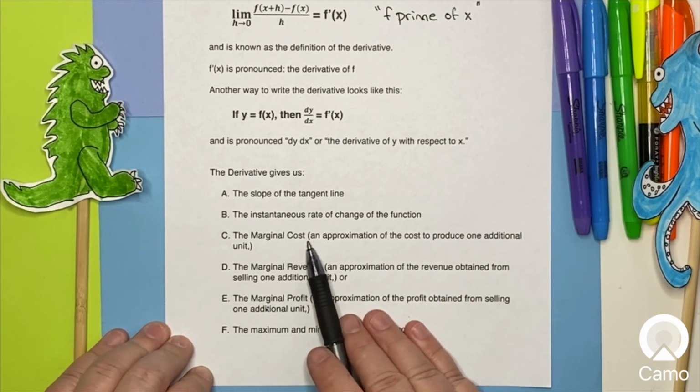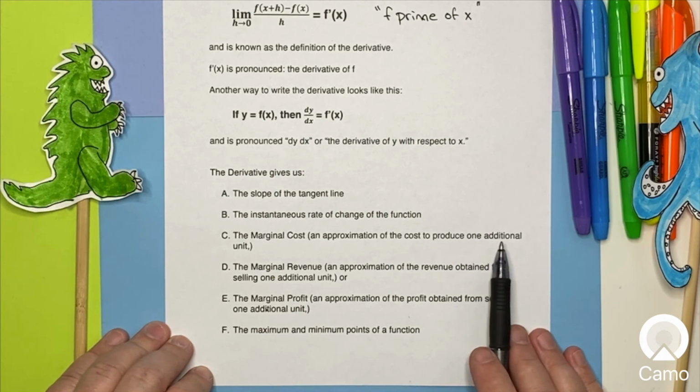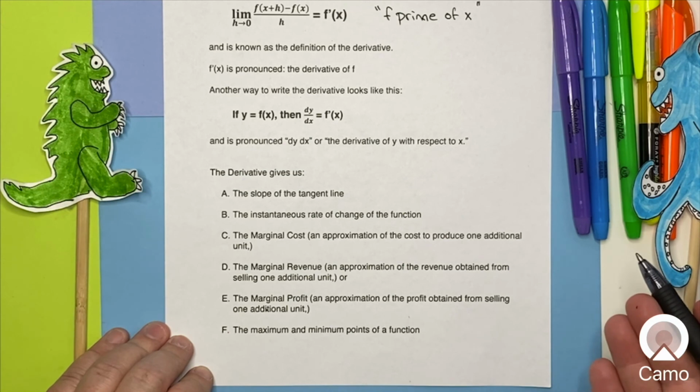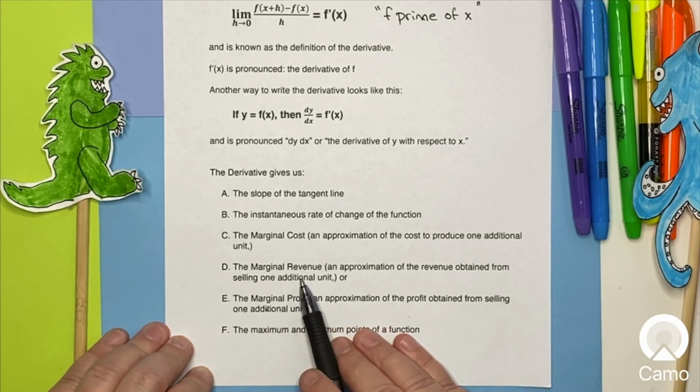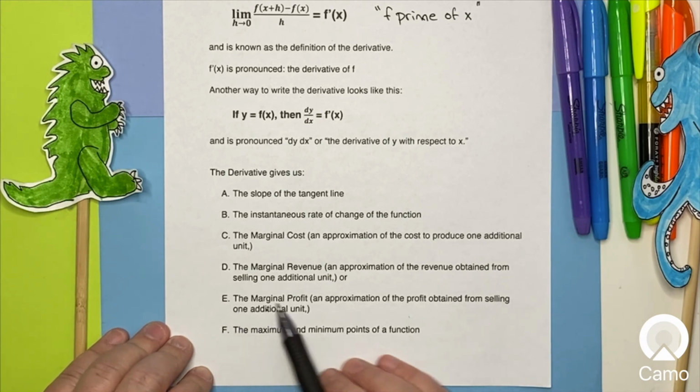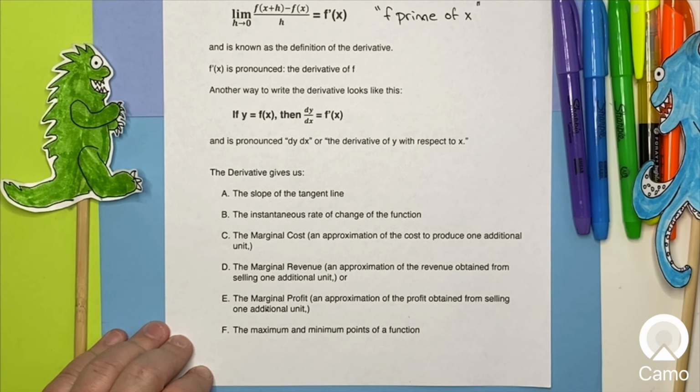The marginal cost. There we go. This is an approximation of the cost to produce one additional unit. So we can figure out what it is going to cost to make one more. The marginal revenue: if we make one more, how much extra revenue can we get? The marginal profit: if we make and sell one more, how much money can we make?